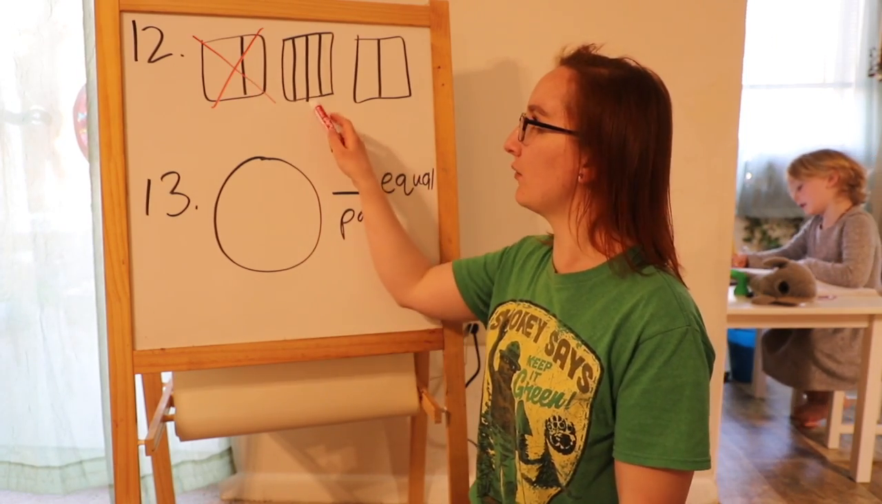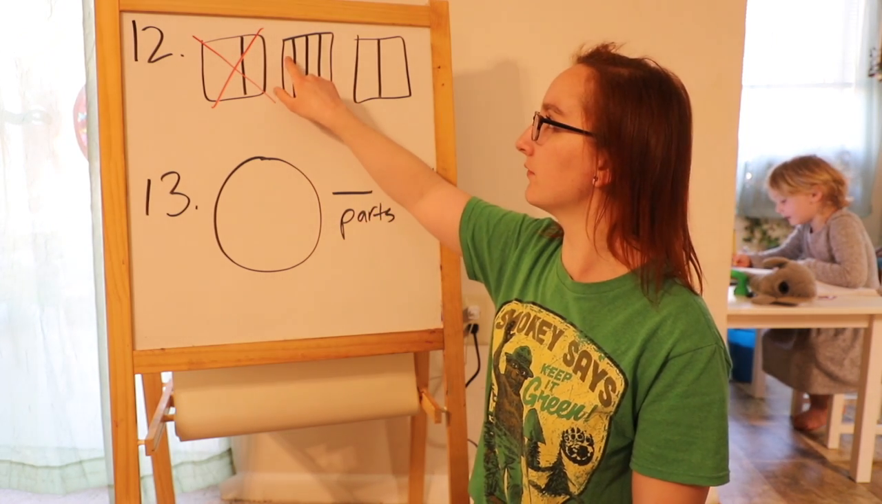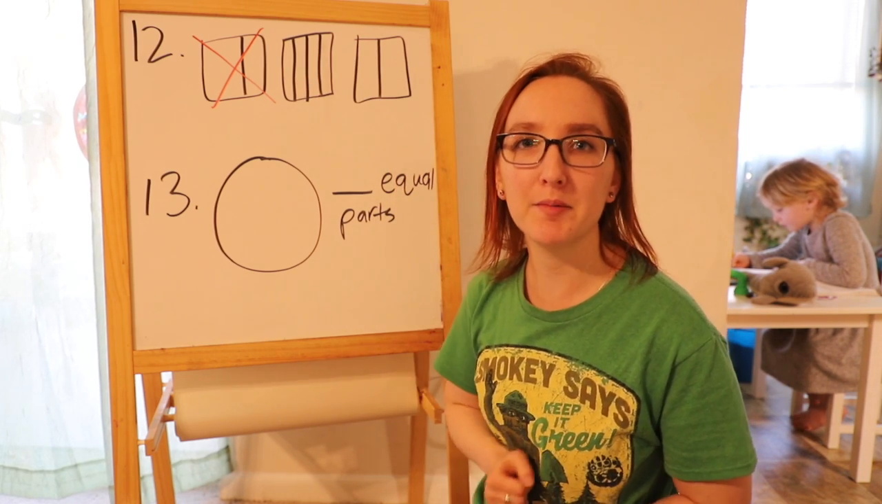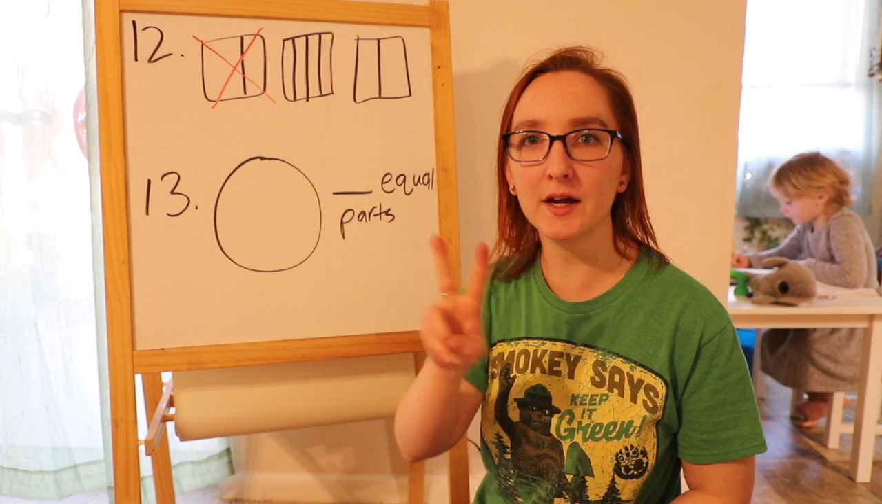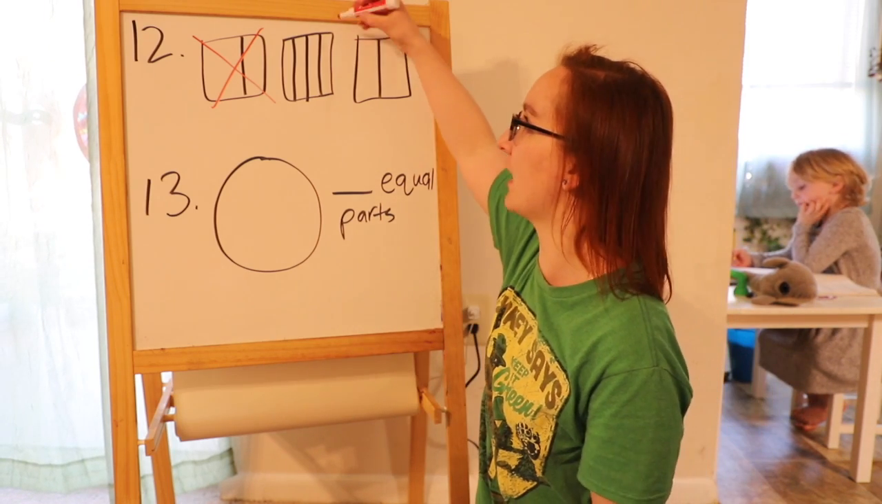Next we're going to look at the middle one, and it looks like we have some equal parts, but how many do we have? 1, 2, 3, 4. But our problem says that Jasmine cut it up into 2 equal parts, so that's too many equal parts for us, so this one must not be Jasmine's sandwich.